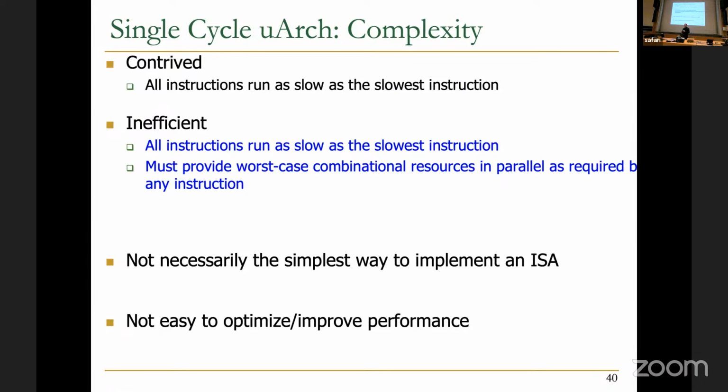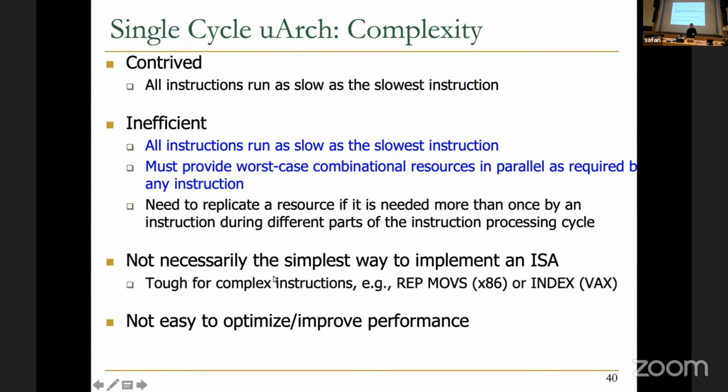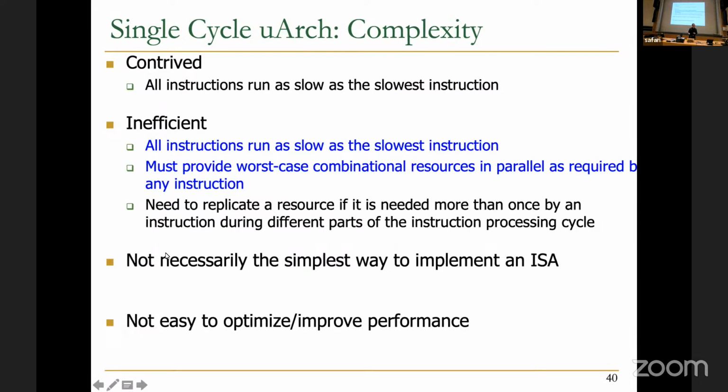So the reason is you're doing everything in one clock cycle, and you cannot reuse hardware because of this. For example, if some instructions need to do 5 additions, you need to have 5 adders to do it. You cannot reuse one adder to do multiple different additions because otherwise you'll clobber the signals, right? So this increases the hardware cost of single cycle architectures. We're going to see this also. This means that you need to replicate a hardware resource if it's needed more than once by any instruction during different parts of the instruction processing cycle.